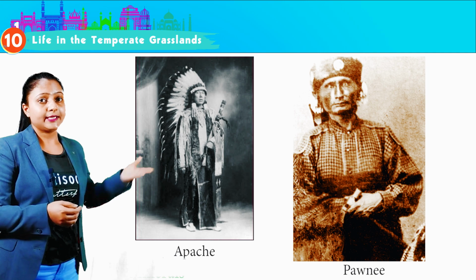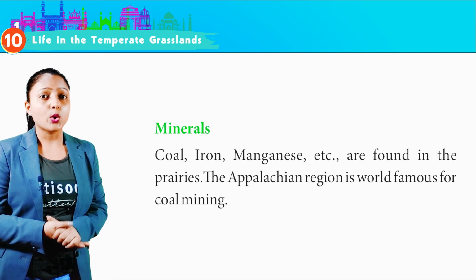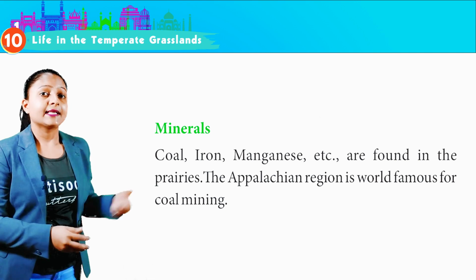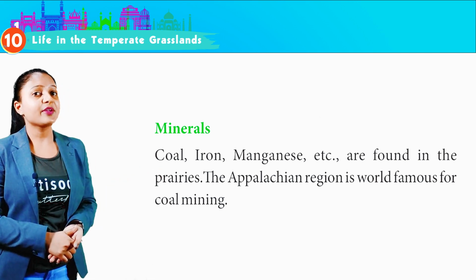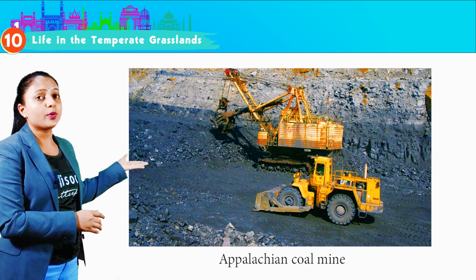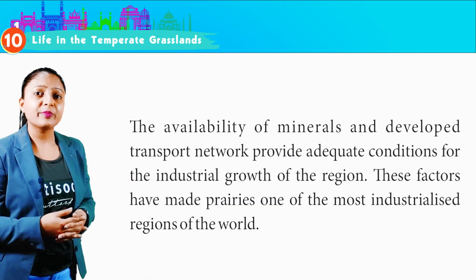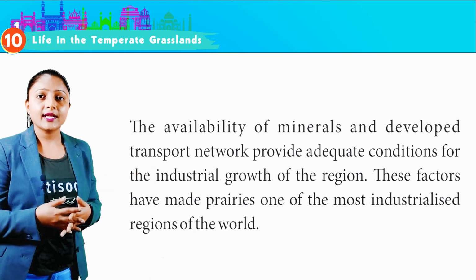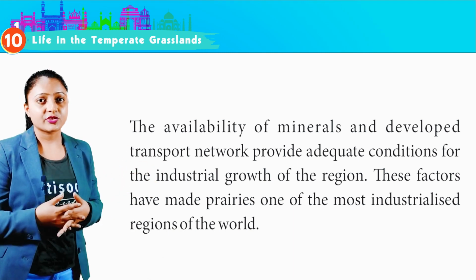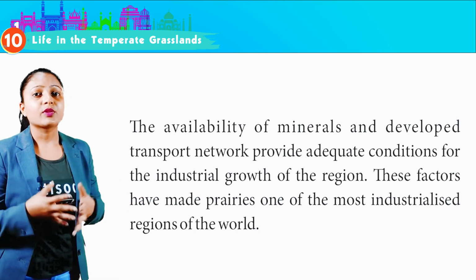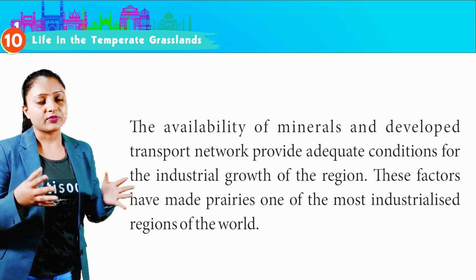Apache, Pawnee. Minerals, coal, iron, manganese, etc. are found in the prairies. The Appalachian region is world famous for coal mining. This is the image of Appalachian's coal mine. The availability of minerals and developed transport network provide adequate conditions for the industrial growth of the region. These factors have made prairies one of the most industrialized regions of the world.